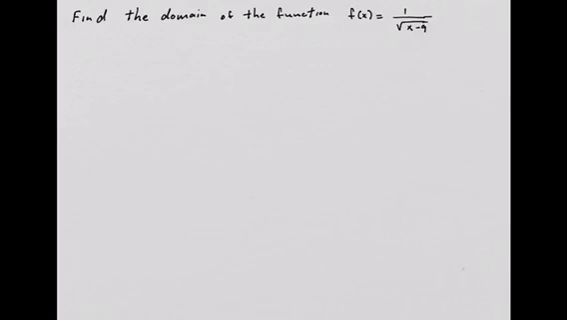We'll now look at finding the domain of the function f of x equals 1 over the square root of x minus 9. Notice that this is a rational function, and for any rational function there is a restriction that the denominator cannot be 0.